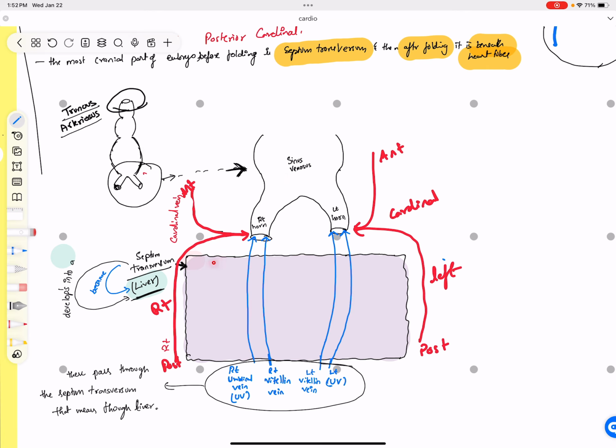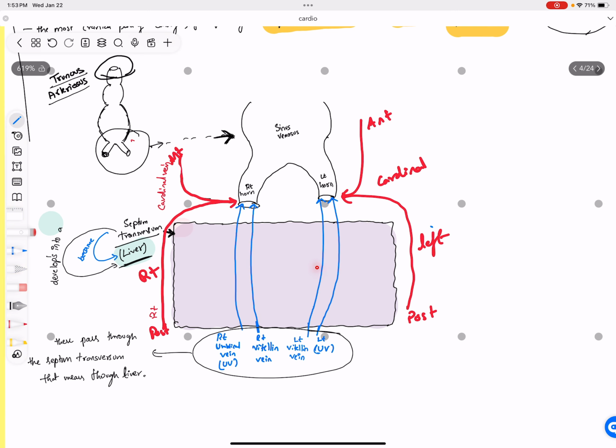So below the heart tube there is the septum transversum. This whole thing is the septum transversum. This septum transversum develops into the liver in future. In the early embryo, before folding, the heart is in a more cranial position. That means the septum transversum is also positioned accordingly. And after folding, the heart moves to its final position in the thorax. The septum transversum contributes to the formation of liver and diaphragm.